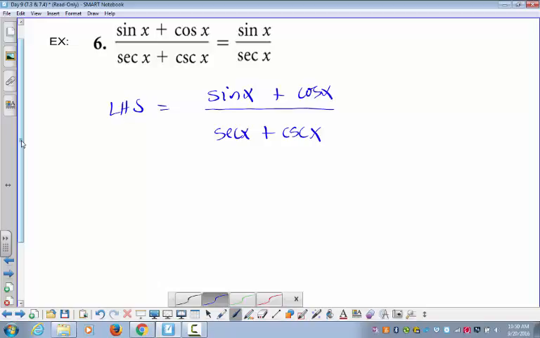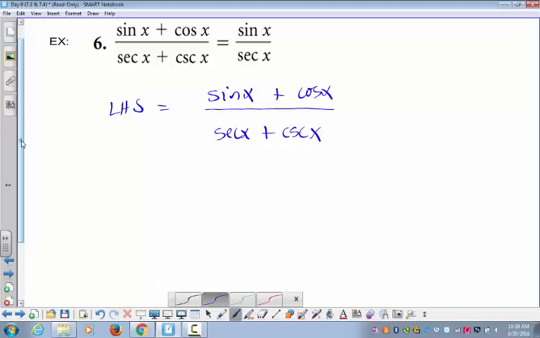Another thing that you could try is turn everything into sines and cosines and see if that works. Going to sines and cosines generally is a good thing to do most of the time. It generally is not going to hurt.